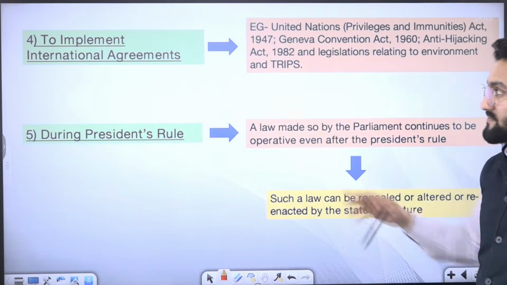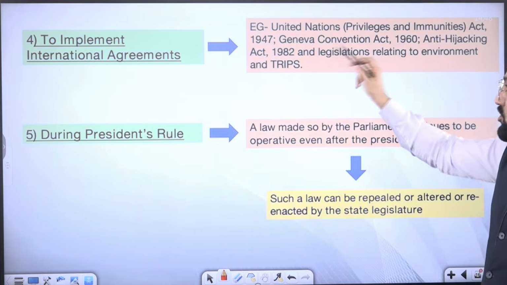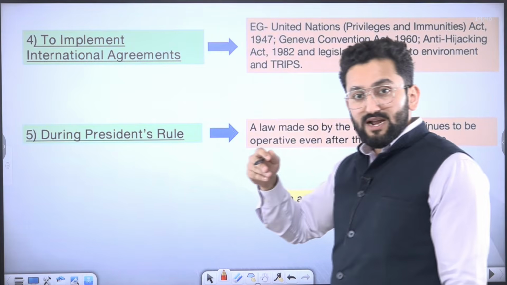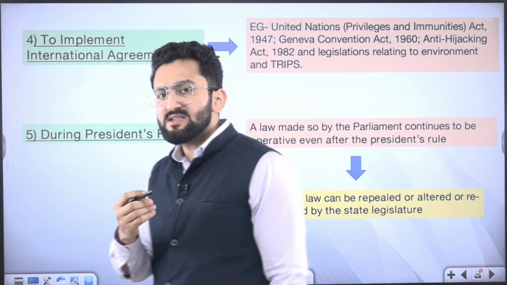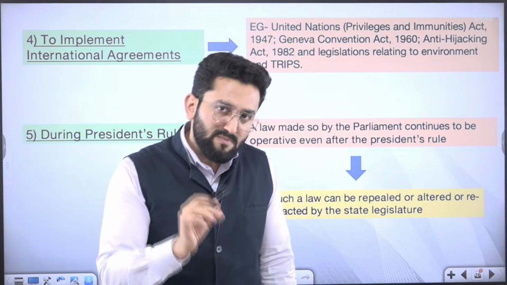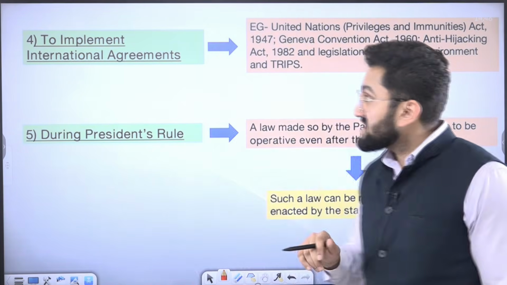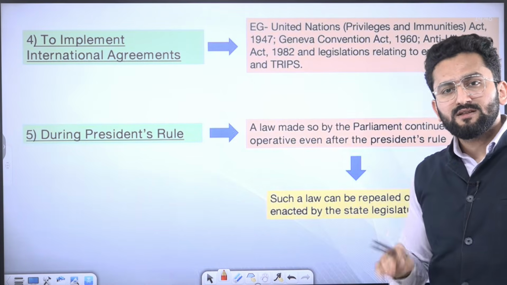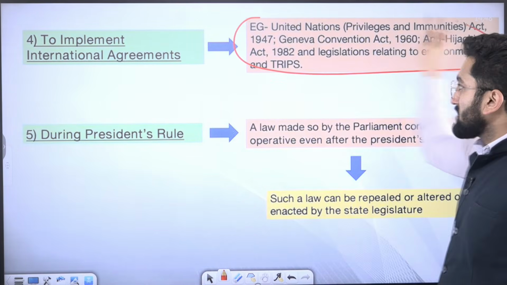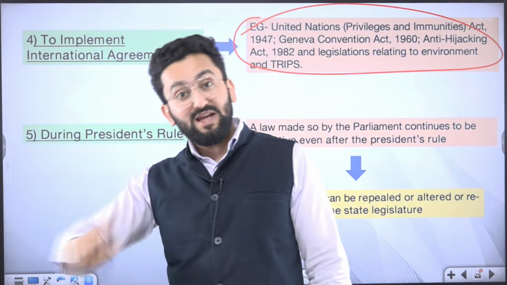Okay. Fourth, to implement international agreements, for example, Geneva Accord, Vienna Convention, TRIPS, trade-related intellectual property rights. So when we apply these international agreements, sometimes some aspects are mentioned in state subject, for example, related to trade. In that scenario, Parliament can say that although the matter is in state subject, to uphold this international agreement, we are making this law and this will be applicable.